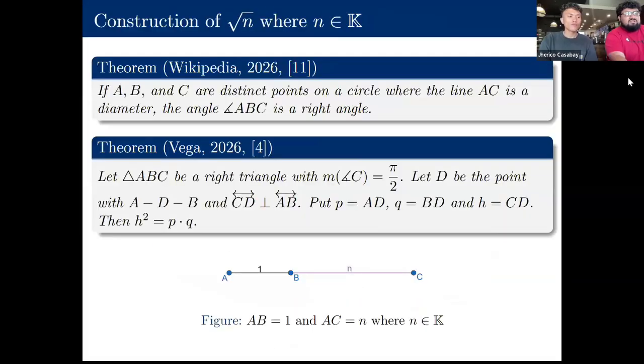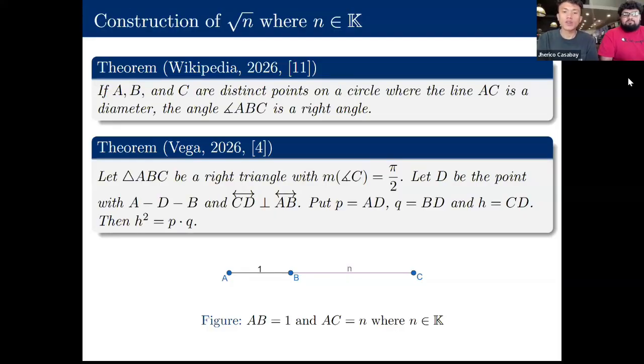So now we're going to get into the construction of the square root of n, where n is a constructible number. So to first start off, we have a theorem which states that if we have three distinct points on a circle where the line AC, for example, is the diameter, then the angle that we have, which is ABC, is going to be a right angle.